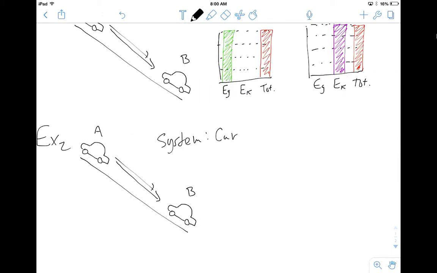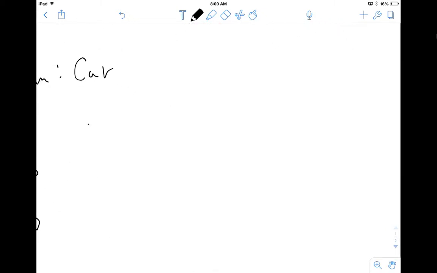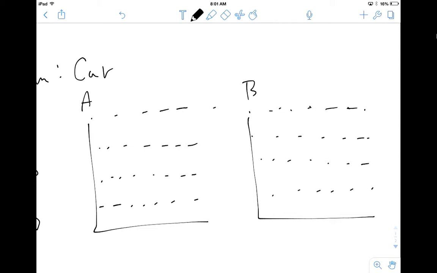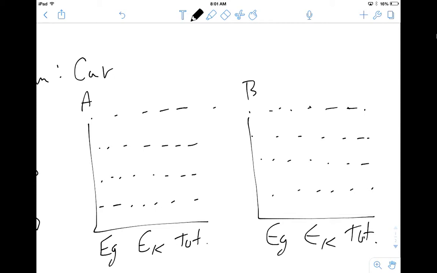So I'm going to draw the same graphs, A, B, and I've got dots. I know I'm an amazing graph drawer. Okay, and I'm looking at gravitational potential, kinetic, and total. Gravitational potential, kinetic, and total. Okay, so I've got my graphs drawn, but I need to fill them in now.